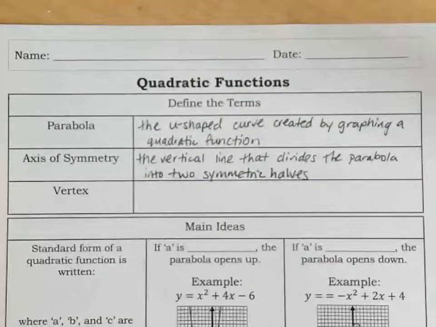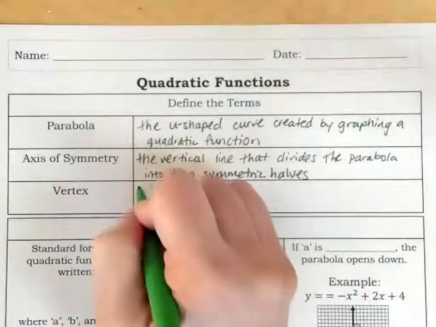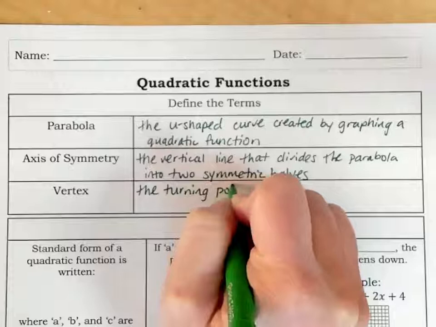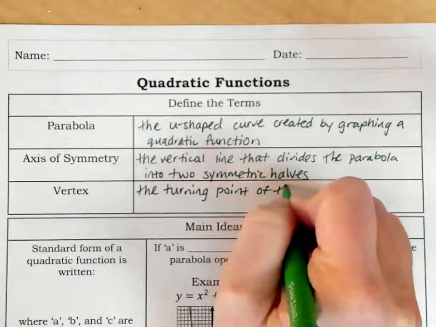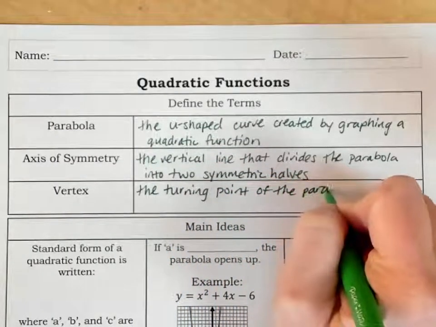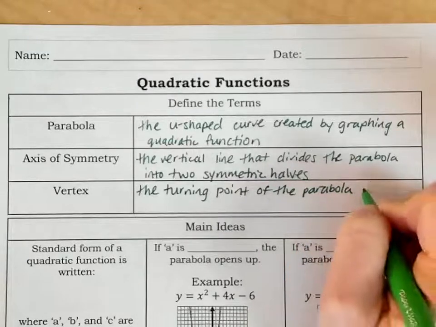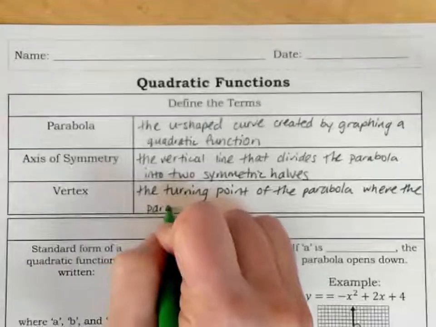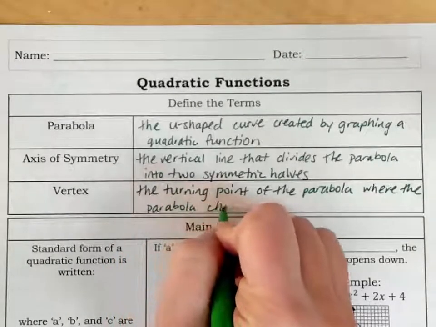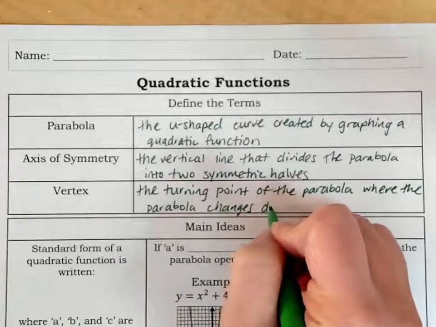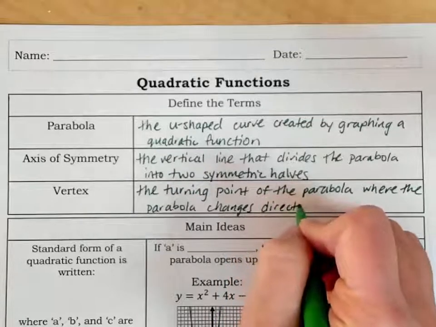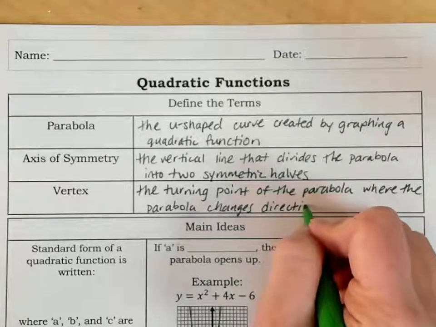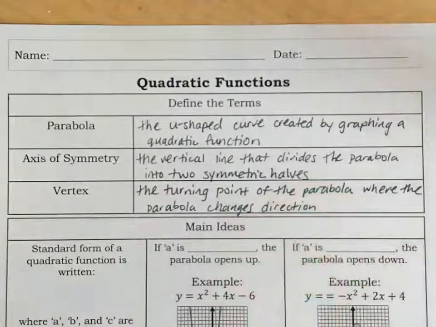And the final term that we need is a vertex. This is the turning point of the parabola. It's where the parabola changes direction. If it is going negative, it will change at the vertex to a positive direction. If it was moving in a positive direction, it'll change to again going in a negative direction.